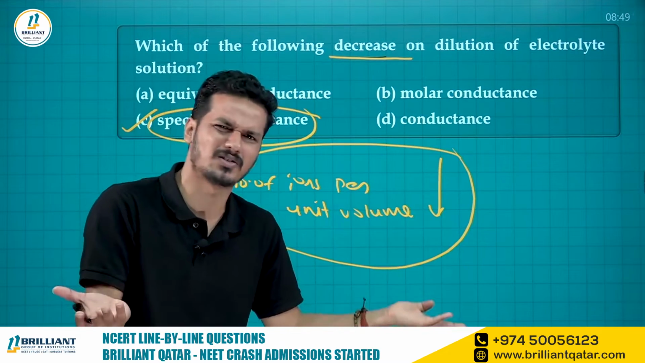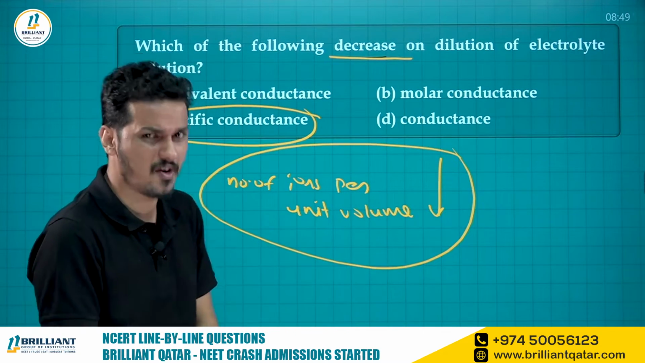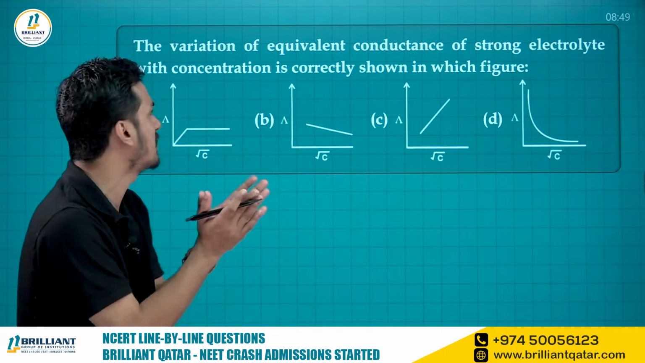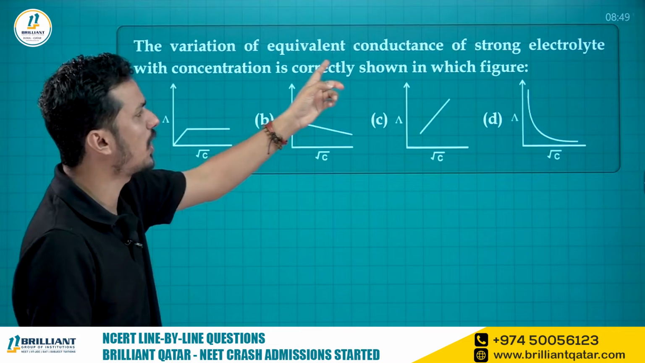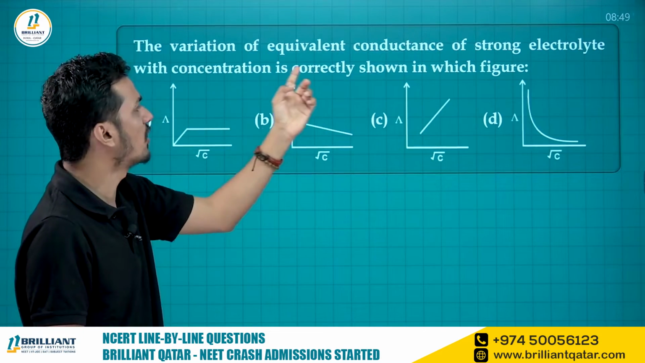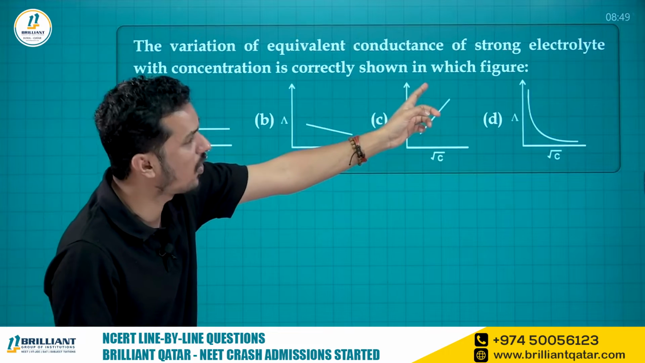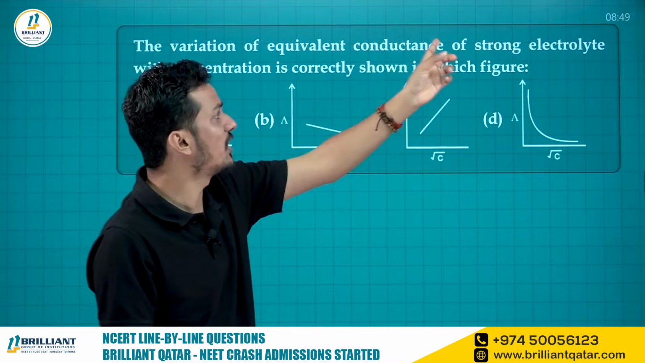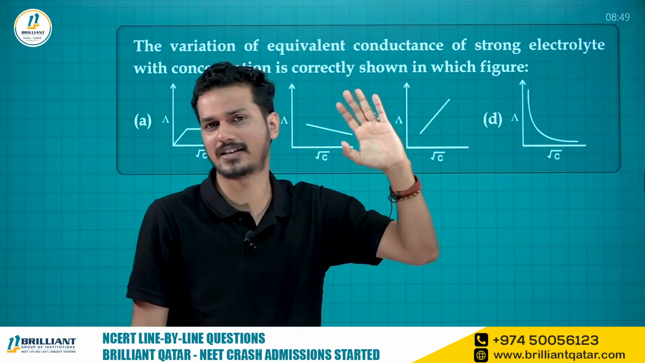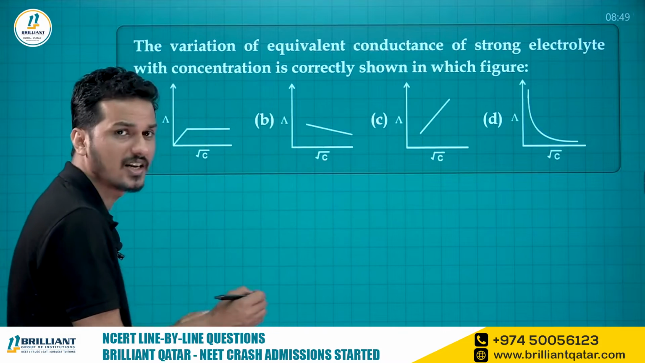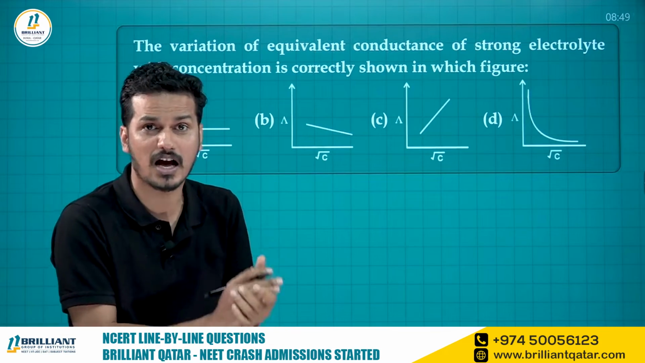This is a simple concept, a direct concept only, right? Okay, if so, then we can move to the next question. This is an easy question. The variation of equivalent conductance of a strong electrolyte with the concentration is correctly shown in which of the following figures? The variation of equivalent conductance or molar conductance of a strong electrolyte. We know the equation. What's the equation? That is the Debye-Huckel-Onsager equation.